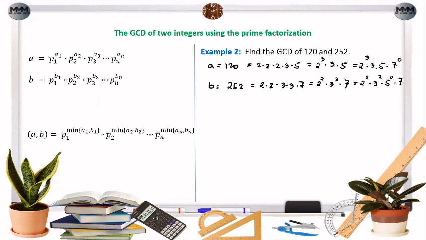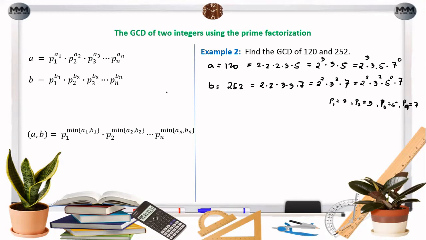Now we have here P1. So P1 here is 2. P2 is 3. We have here P1, P2. P3 is 5. And P4 is 7.